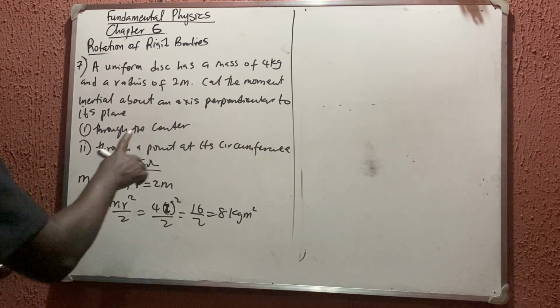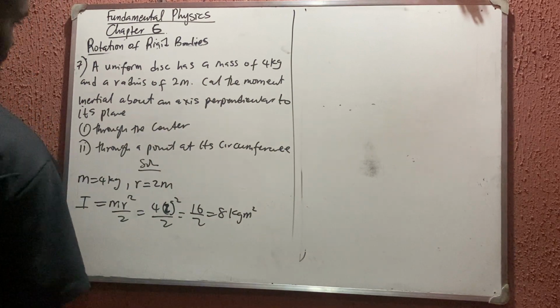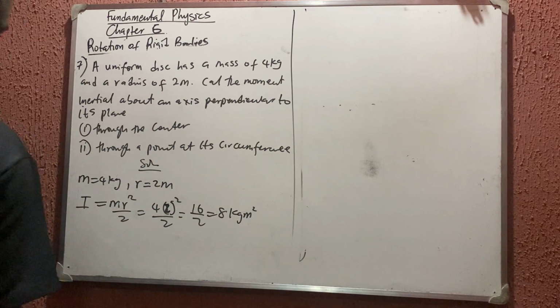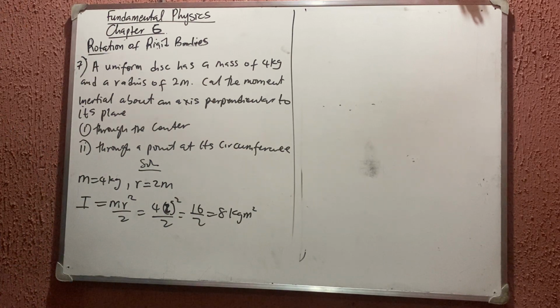This one is at the center. That's why we have over 2. Okay, but at a particular point, well, we don't know the particular point. So how do we do that now? Okay, I want to check something. 24.